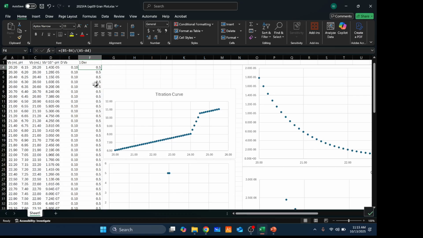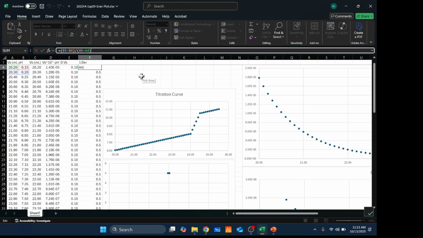This is the first derivative. What I've done is I've just taken the change every single step. That is the second pH minus the first pH, in parentheses. I then divide by the second volume minus the first volume. Notice literally I'm just doing a slope every single step.